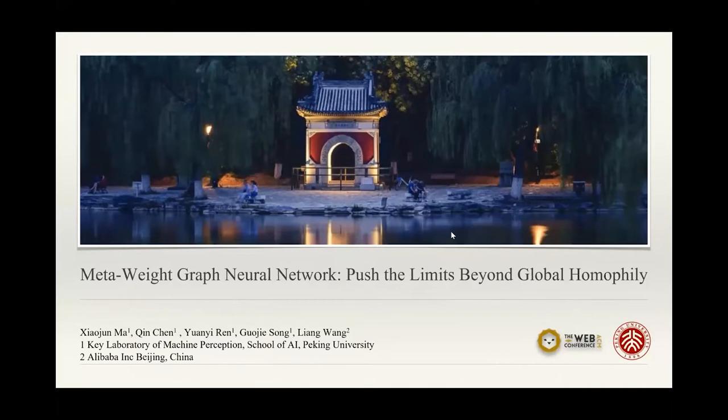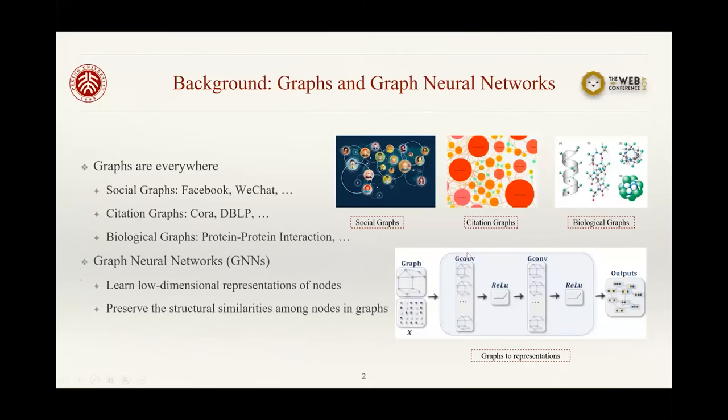Nowadays, graph neural networks have shown strong expressive power on graph data mining. In most GNNs, the same aggregation methods and parameters are used throughout a graph. However, this may cause problems due to the complexity of real-world datasets. To improve GNN's performance on such datasets, we propose meta-weight graph neural network to adaptively learn the information of different nodes. First, we give a brief introduction of graphs and graph neural networks.